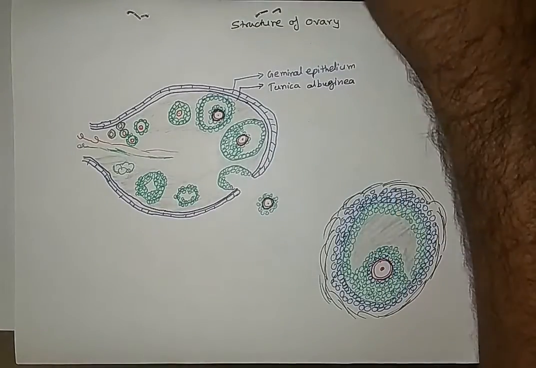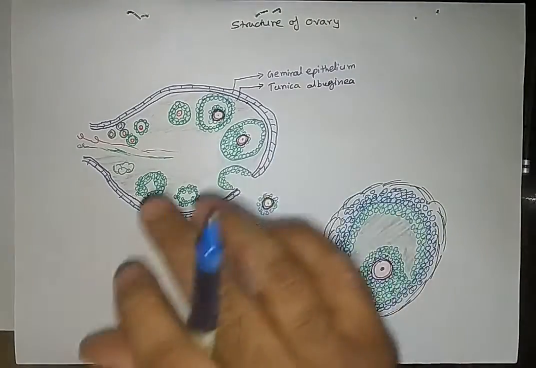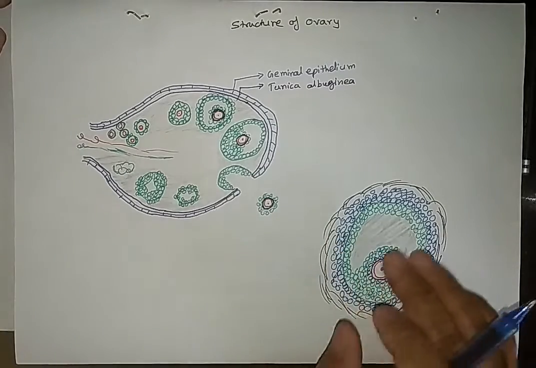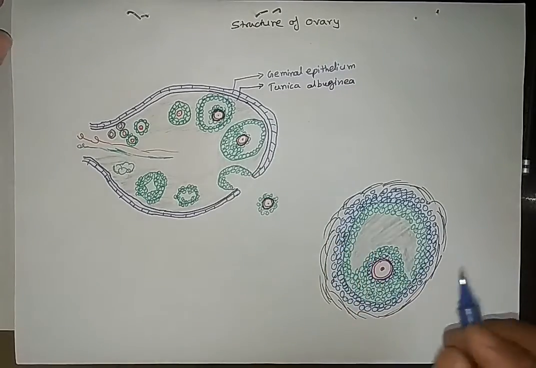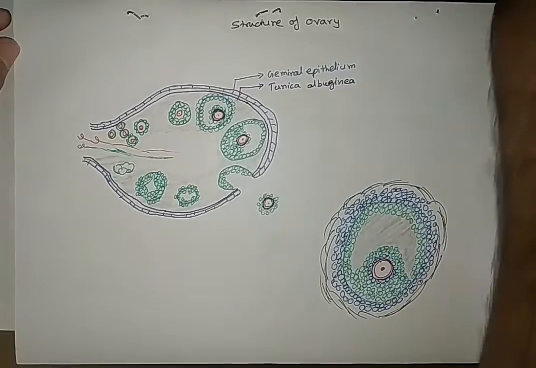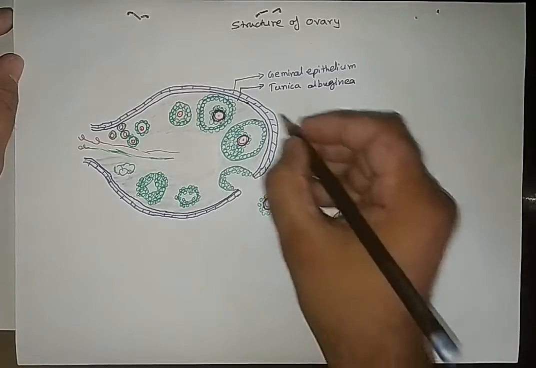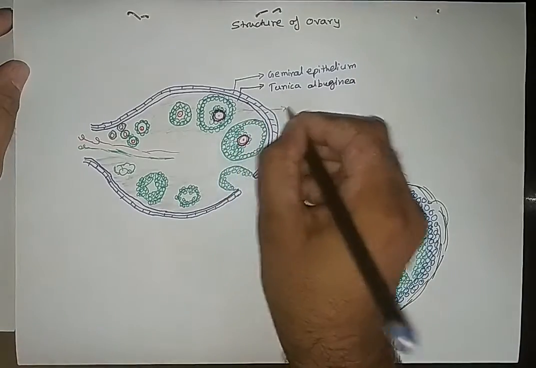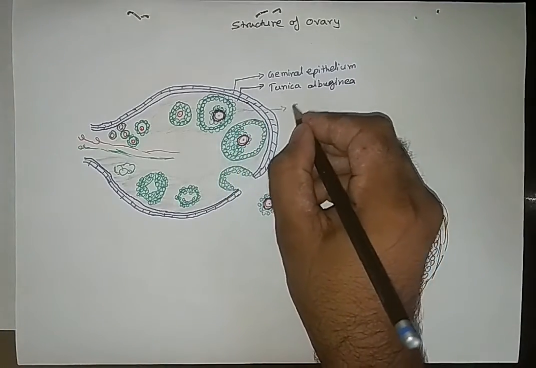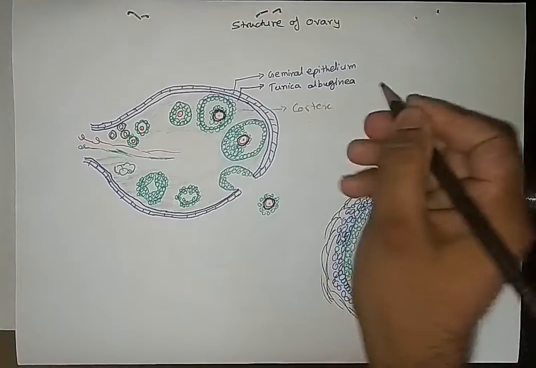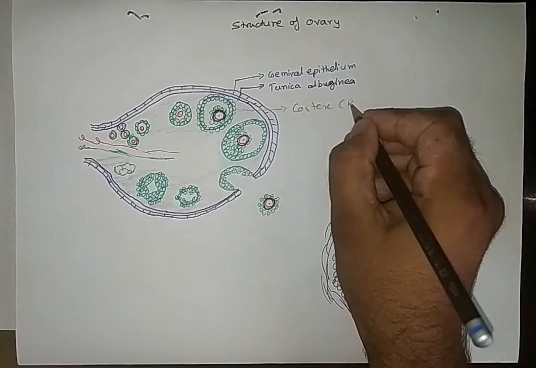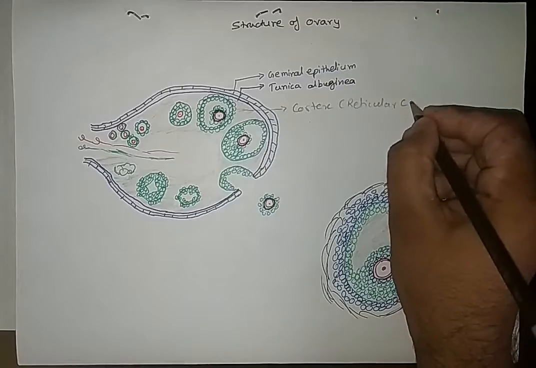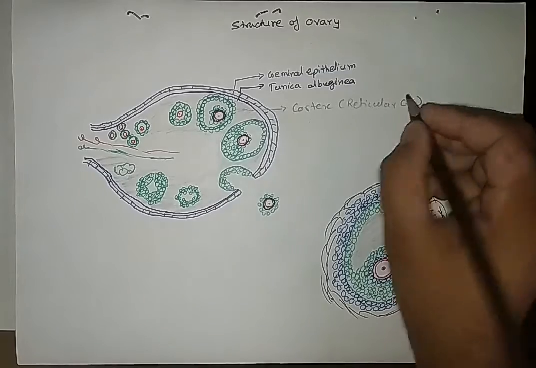Followed by this membrane, there is a region just beneath the tunica albuginea, and this region is called the cortex. This is the cortex, which is made up of reticular connective tissue.